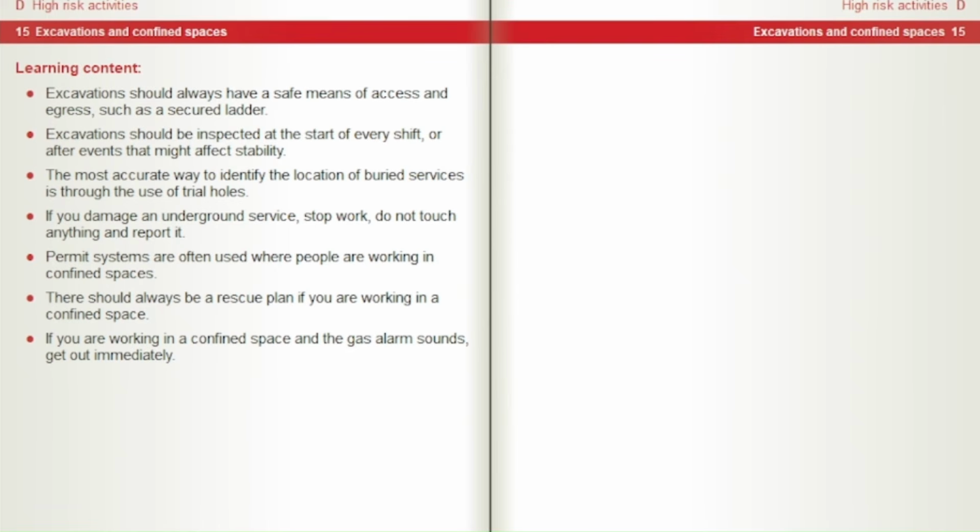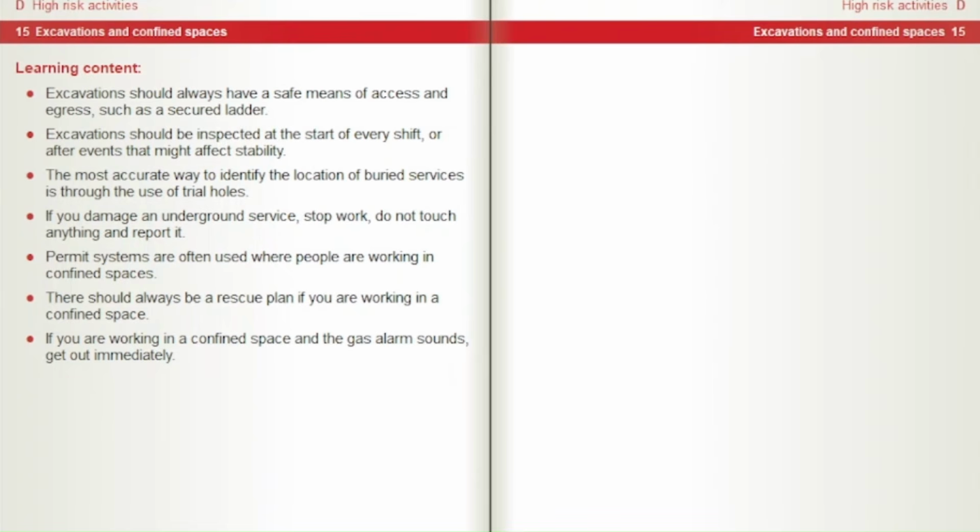Excavations should always have a safe means of access and egress, such as a secured ladder. Excavations should be inspected at the start of every shift or after events that might affect stability. The most accurate way to identify the location of buried services is through the use of trial holes. If you damage an underground service, stop work, do not touch anything, and report it.